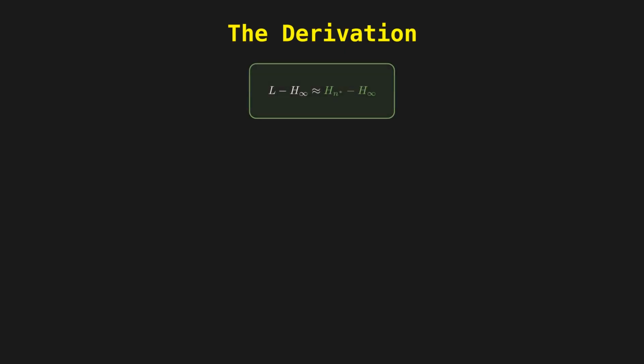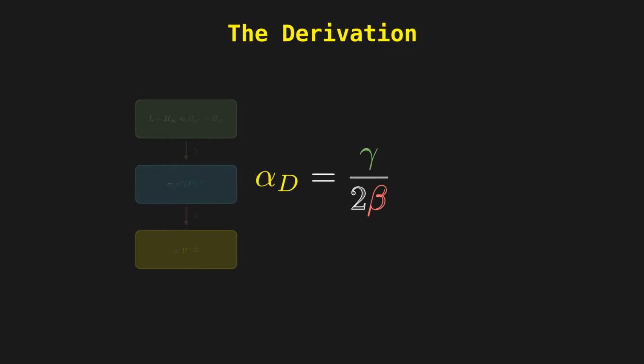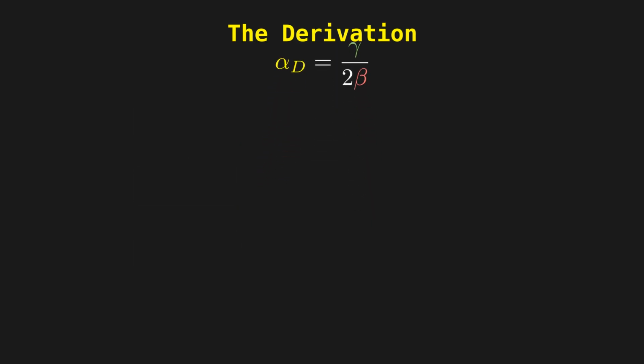The chain: L minus h infinity is approximately h at n times p minus h infinity. From the entropy power law, this equals n times p to the negative gamma. From the prediction time horizon, n times p equals p to the 1 over 2 beta. Substituting, L minus h infinity is proportional to p to the negative gamma over 2 beta, and there it is. The data-limited scaling exponent is alpha sub d equals gamma over 2 beta. No free parameters, no fitted constants, just two measurable properties of the language.